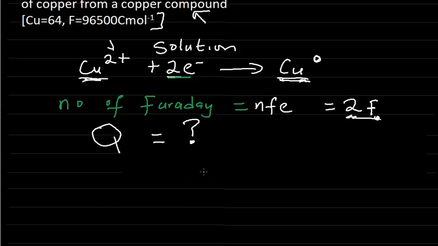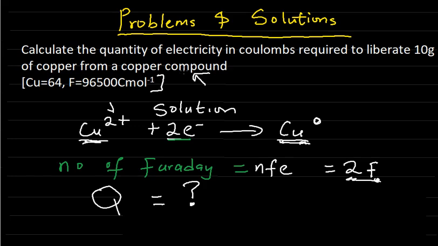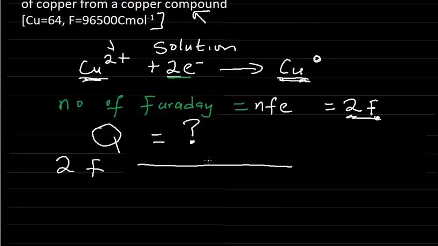So let's compare. I told you that to solve this you use proportion. So we can go this way: 2 Faraday was used to liberate, from this particular equation, 1 mole of copper. 2 Faraday was used to liberate 1 mole of copper.